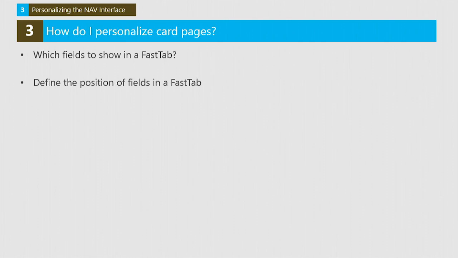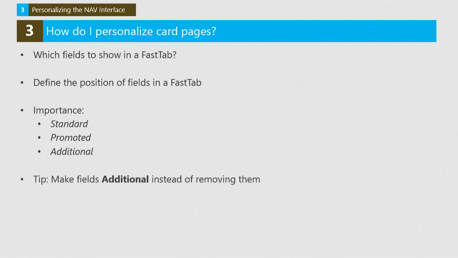We can also use the personalization to define the position of a field, as you can move fields up and down to change the position of a field in a fast tab. And we also had a look at the importance, as standard fields which are always shown in an opened or an expanded fast tab. Then the promoted fields which are shown in a collapsed fast tab, and the additional fields that we can hide or display by using the show fewer, show more fields option.